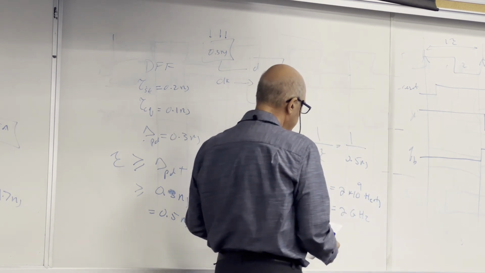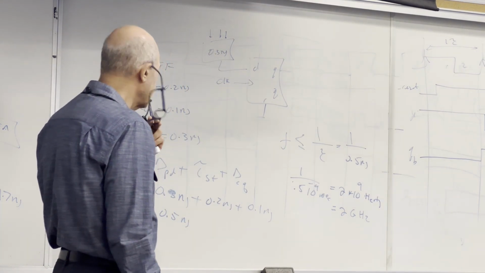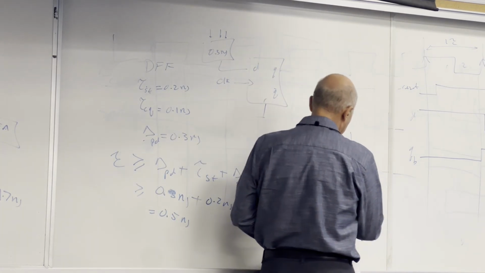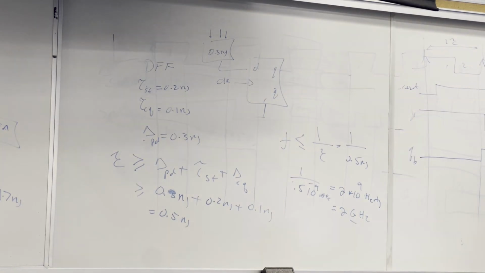10 to the 9 is 1 giga, and mega would be 10 to the 6. So that becomes 2 gigahertz. Hertz is somebody's name.